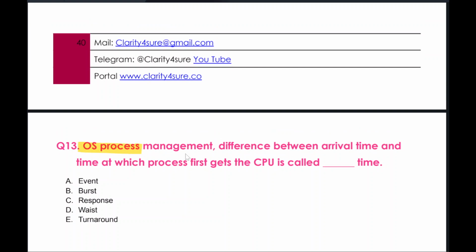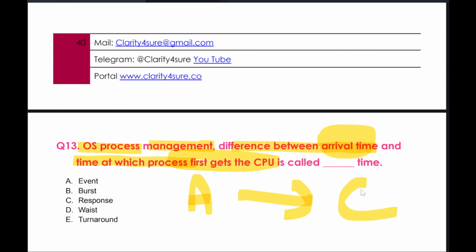In operating system process management, what is the difference between arrival time and the time at which a process first gets to the CPU? Okay, so from arrival time to the time it reaches the CPU, that is called response time.